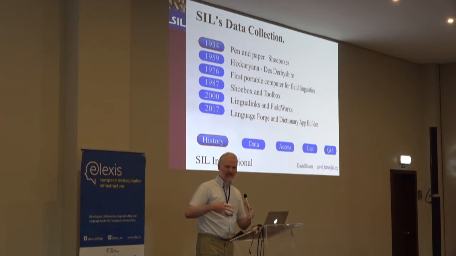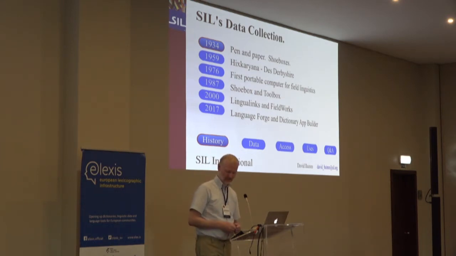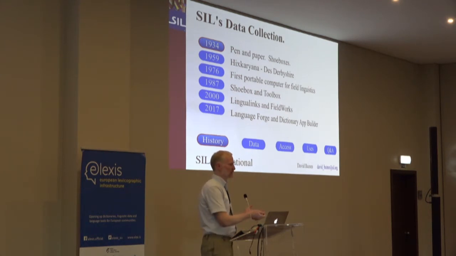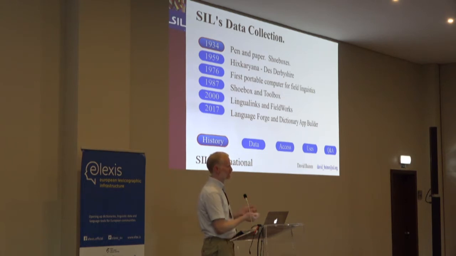So SIL has always worked with the local people and had to adapt to that local situation and to the culture. And we've had a history of adapting technology to and also creating technology as it's been needed. So before the advent of laptops, we just used notebooks and pencils. But they're not ideal for creating dictionary data, because if you write your dictionary in a book, how do you sort the words into alphabetical order? And what do you do when you need to add one in the middle?